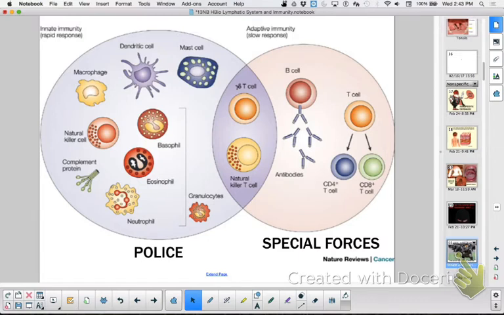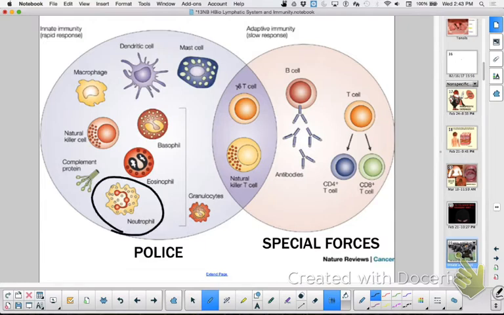So let's look over these because we've talked about these guys already. Let's talk about each of them and try to remember what they do. So who's first on the scene? Neutrophils. So we know these guys. Neutrophils are most numerous. They're first on the scene. We don't need to worry about eosinophils or basophils, so don't worry about that. Here is a complement protein. What do they do?